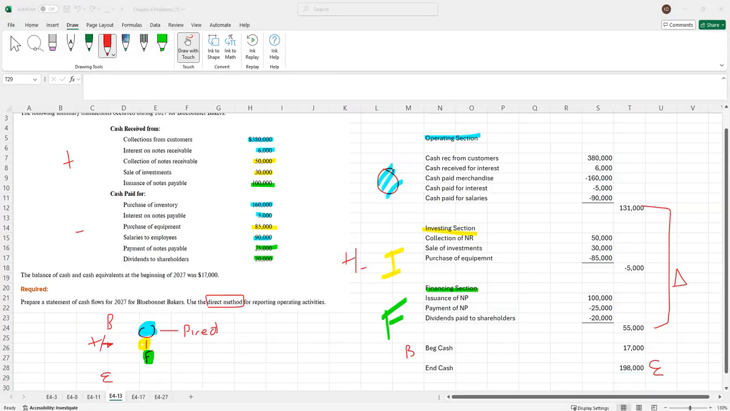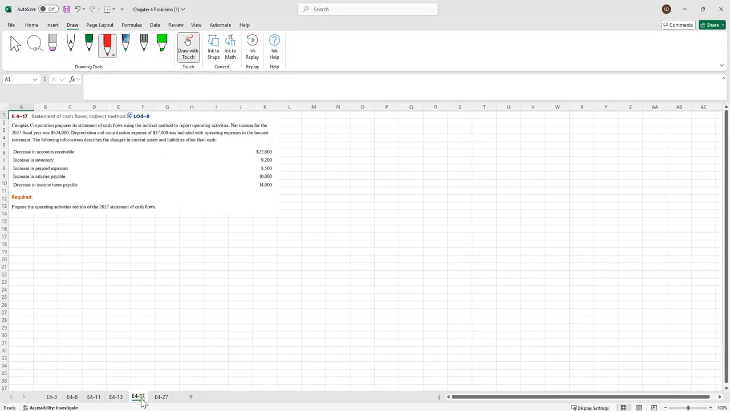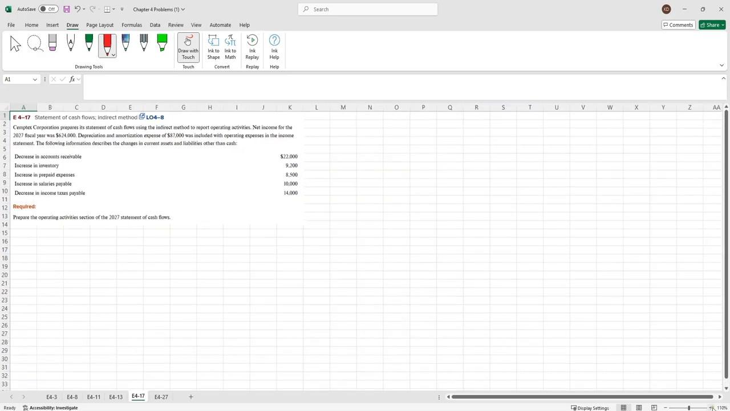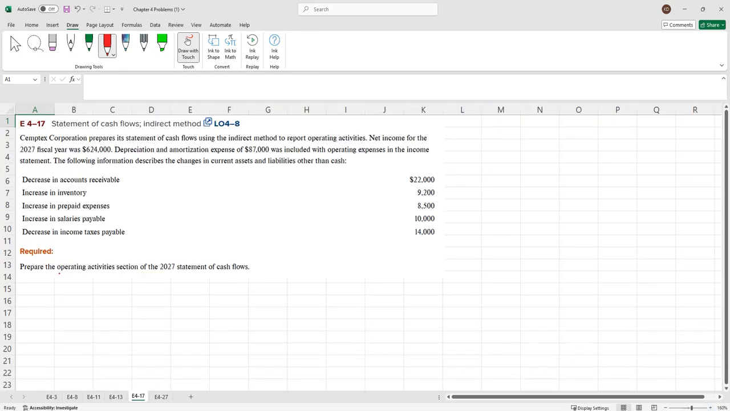All right, next up, we have exercise 417. We're going to be looking at the operating activities section here. One of the things we can infer, because they're looking at changes in account balances, is that we're going to be using the indirect method. So we have the corporation here. They prepare their statement of cash flows using the indirect method to report operating activities. Net income for the year was 624, so we can start with that over here. Net income, get that out of the way.